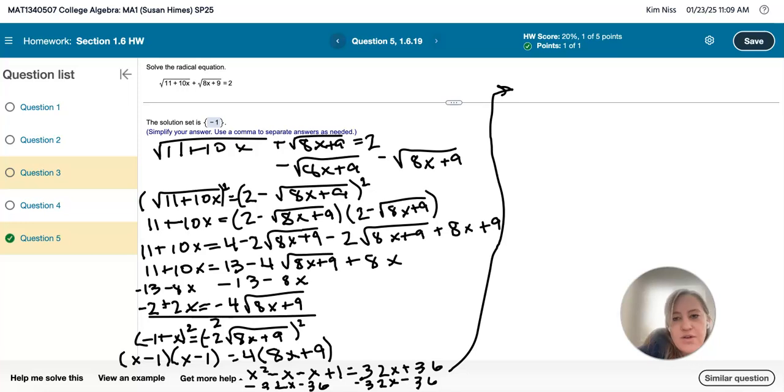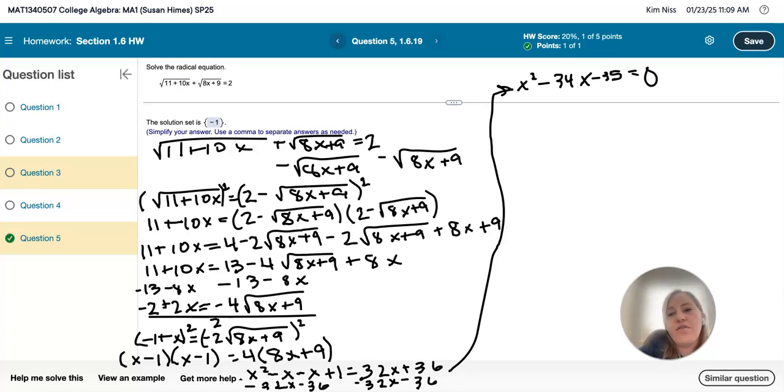Okay, so on the left-hand side, we have x squared. Nothing changes with that. You have negative 2x minus 32x, so that leaves you with negative 34x. You have positive 1 minus 36, so that leaves you with minus 35. And then on the right-hand side, you just have 0.